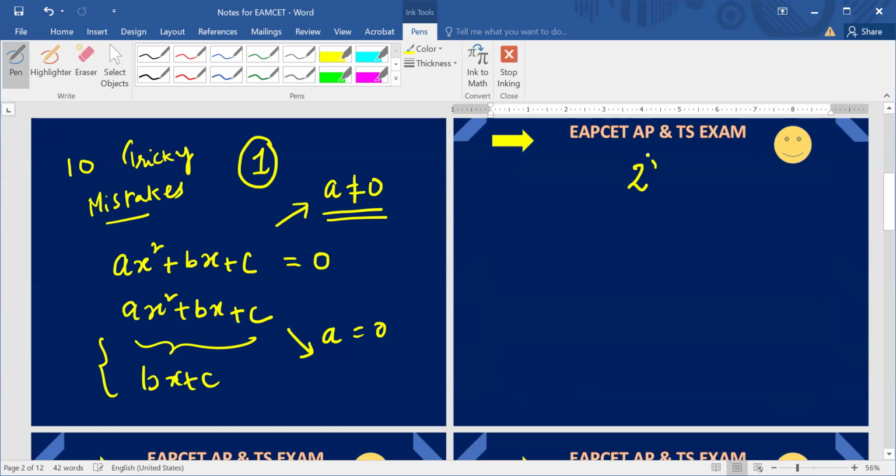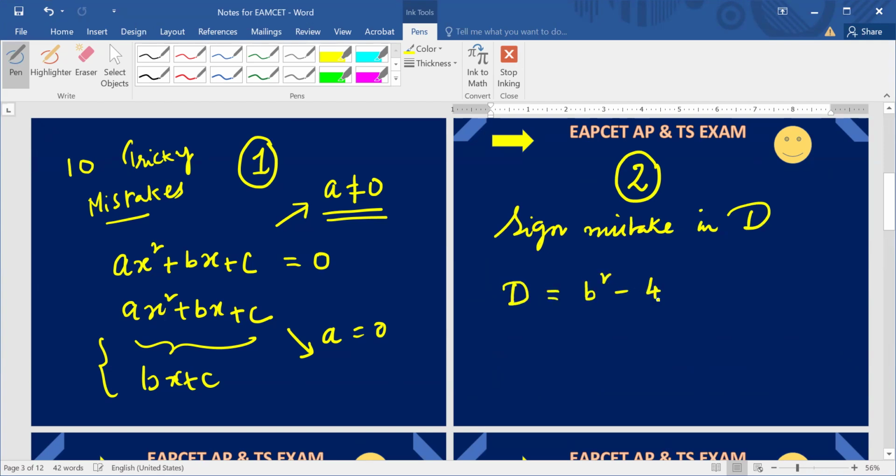Let us go to the second tricky mistake we tend to commit: the sign mistake in the discriminant. Generally the discriminant for a quadratic equation ax square plus bx plus c is b square minus 4 into a into c, where a is the coefficient of x square, b is the coefficient of x, and c is a constant.